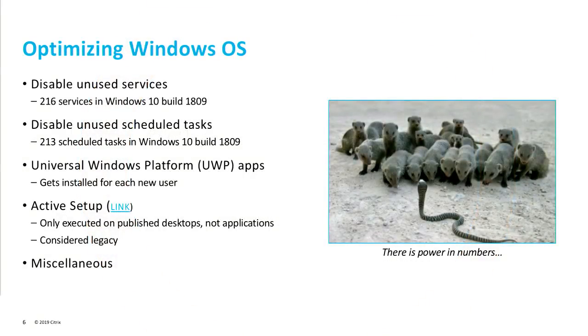And typically, the optimizations that we are doing on Windows, first one is one of the oldest, just disabling the services that you don't need. There are over 200 services in Windows 10. In the latest build, there's actually even more. Same with scheduled tasks. In Windows XP, we used to have 4. Now we have over 200.